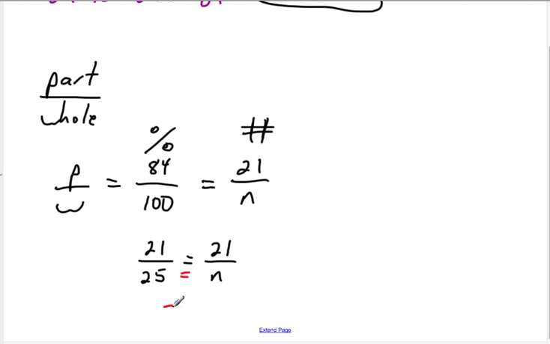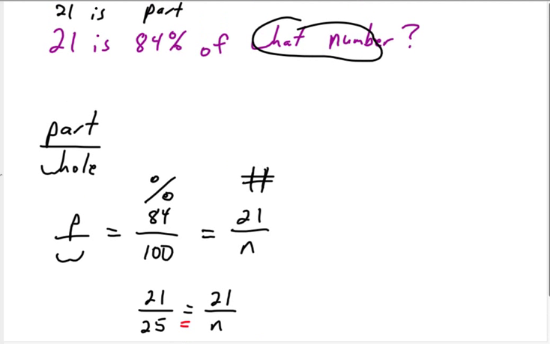Well, 25. Okay, so hopefully this video helped you figure out how to set up your proportions. Remember, it's all in the setup, P over W, and then just figure out if this 21 is talking about the part over the whole. It's pretty easy because it says is part.